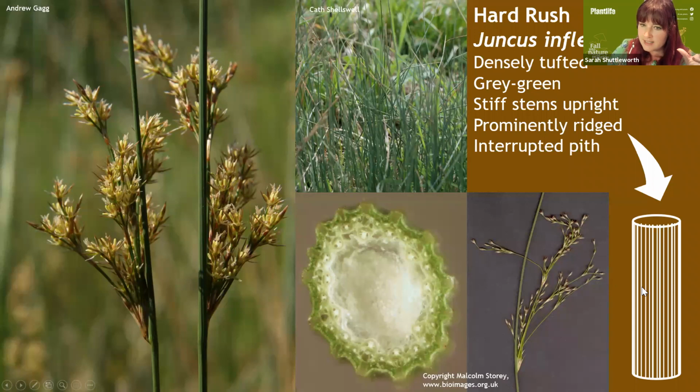But again, it's that glaucous look that's quite distinctive about this one. And it's often growing alongside soft rush as well. So you can get them both together, which is quite useful because then you can tell them apart. And here on this cross section, you can see how obvious those ridges are.